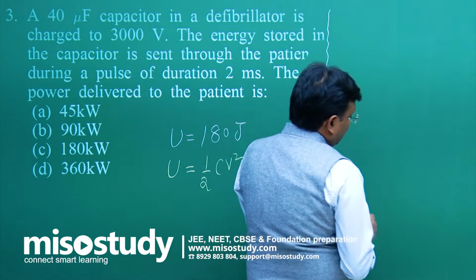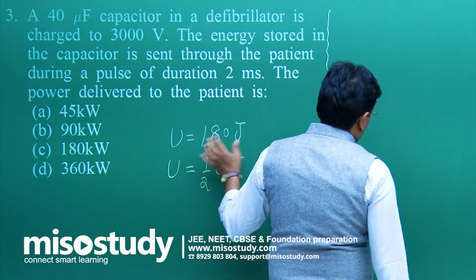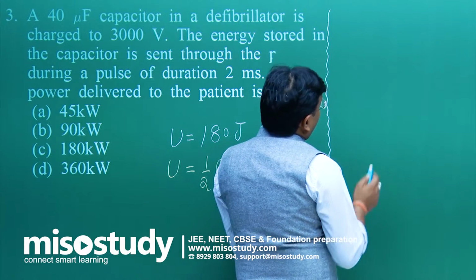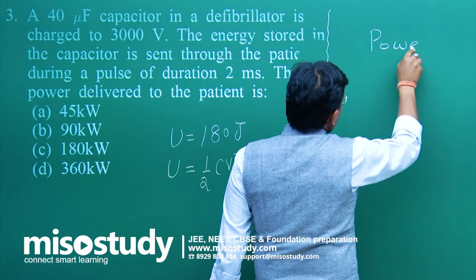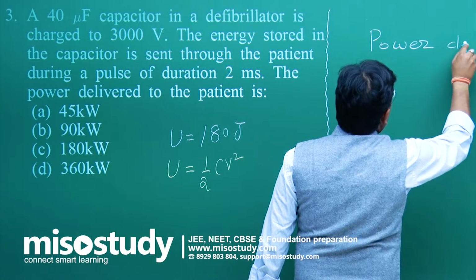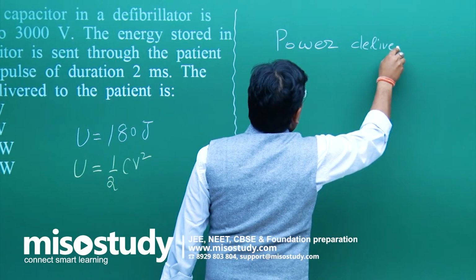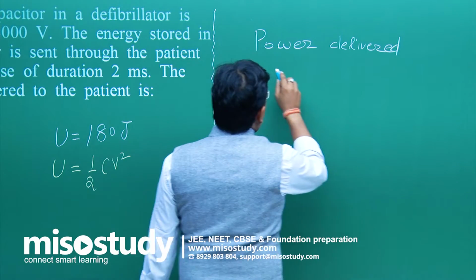Then what exactly is this outcome going to be used for? So U is equal to 180 Joule, and what is required? Power delivered to the patient.